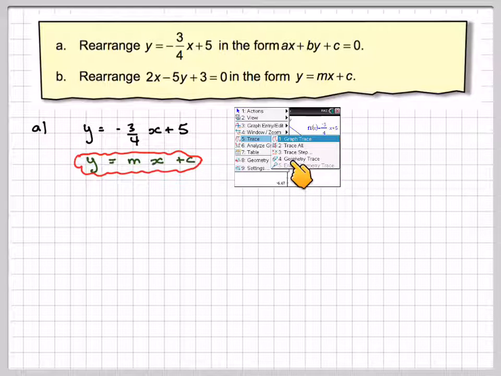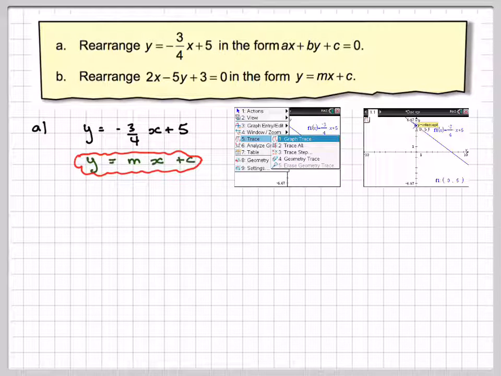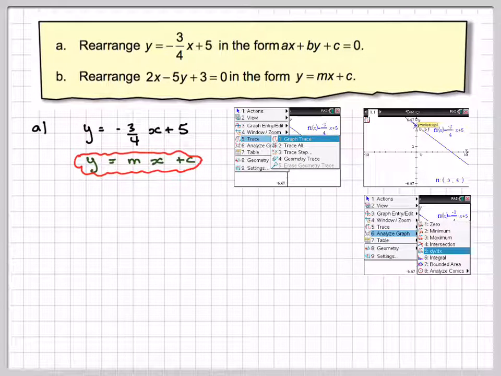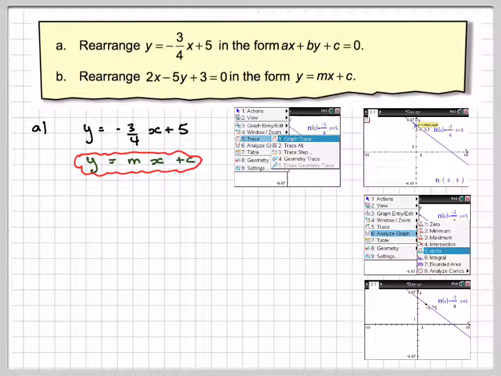Here we get the screenshots of what I've just done. Steps there for you. Okay, so here we've got the y-intercept, here we've got the gradient. So we've got y is equal to minus 3 over 4x plus 5.